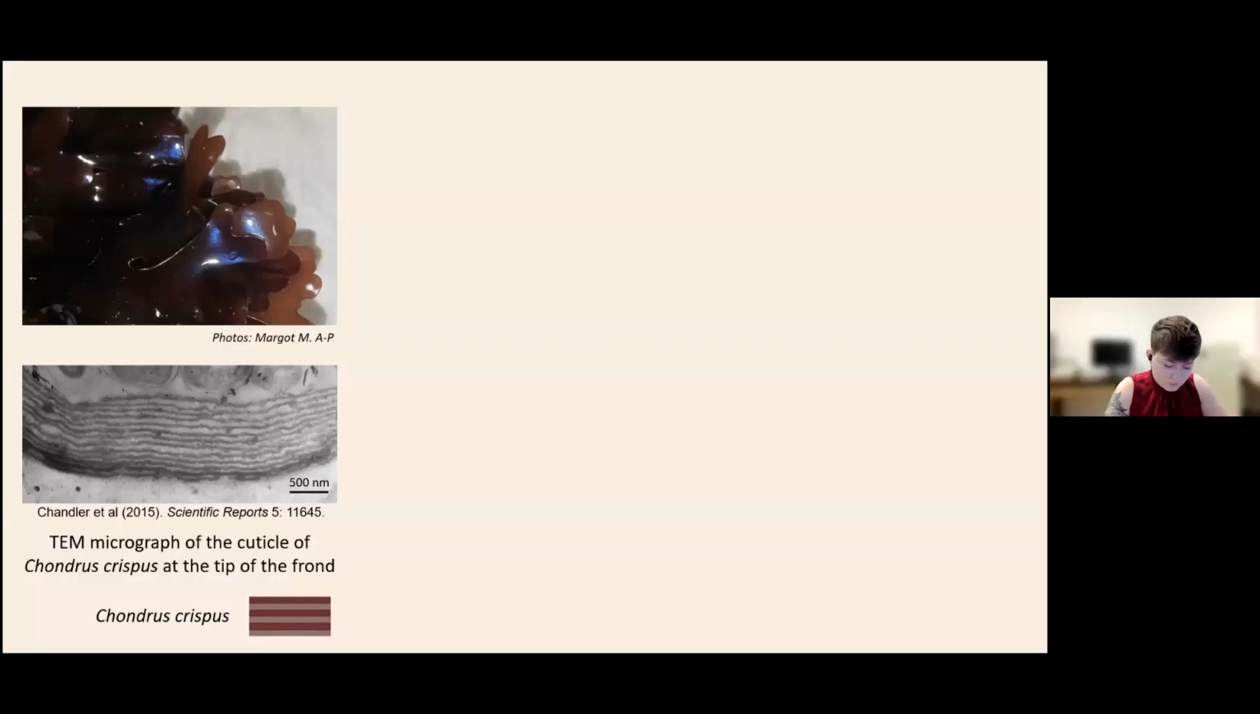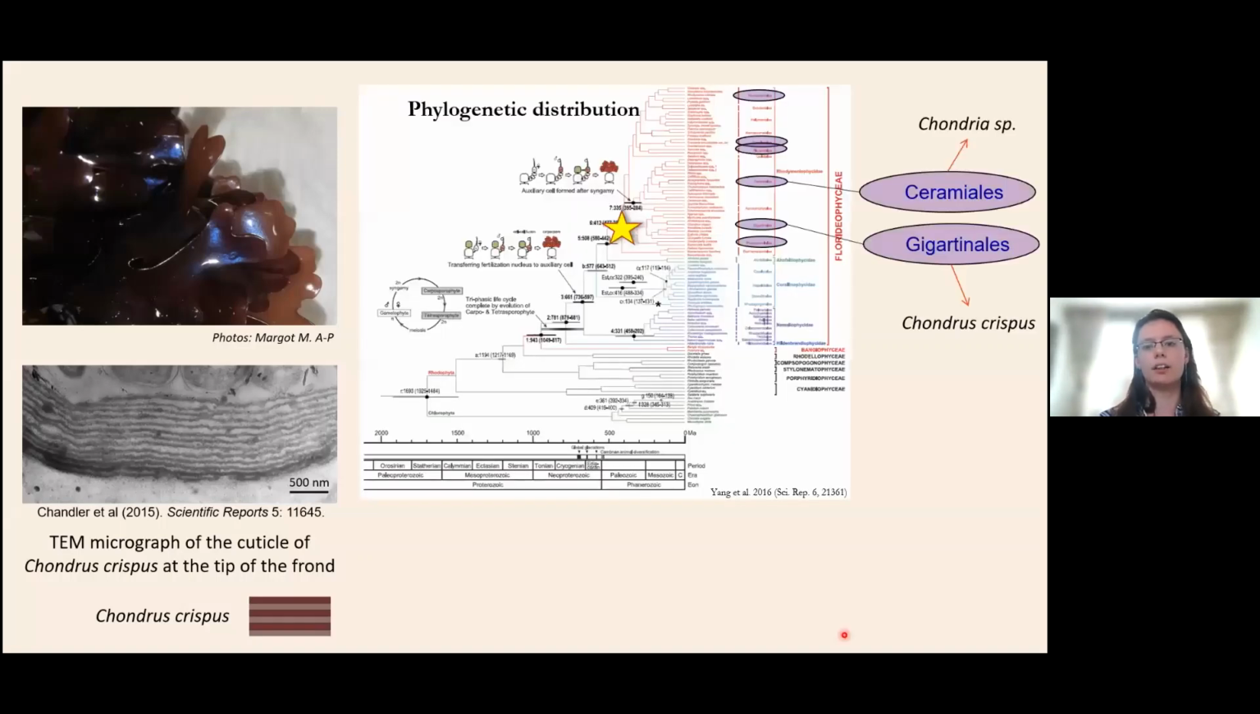So Chandler and his collaborators did some studies on Chondrus crispus a few years back. Chondrus crispus is a red algae from the order Gigartinales, and it has structural color. The structures are multilayers. Here you can see the multilayers in the micrograph. And it has the particularity that it is iridescent only in some of its life history stages.